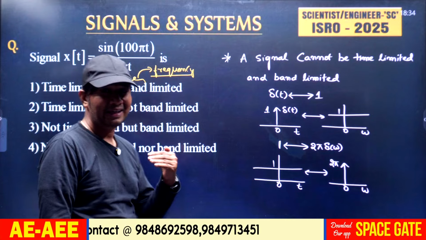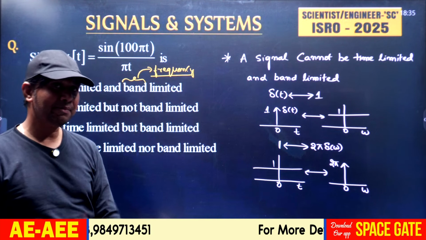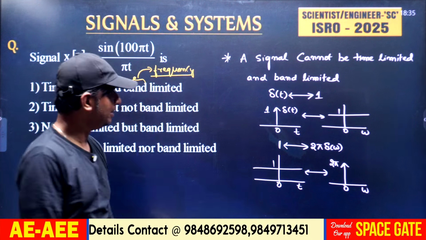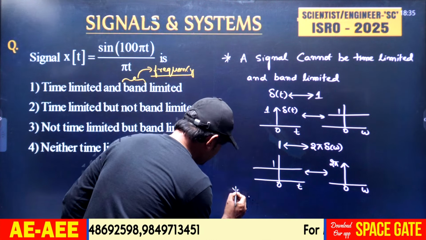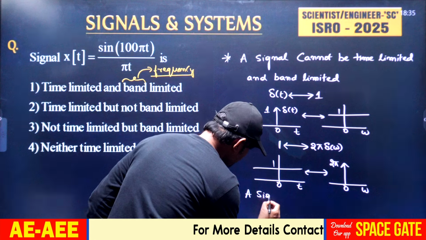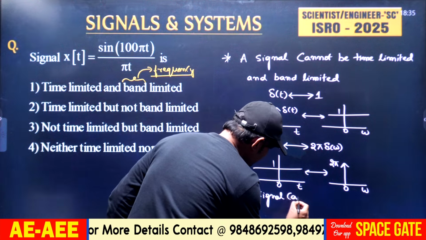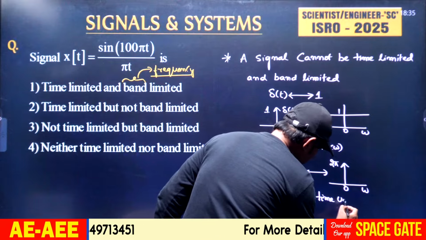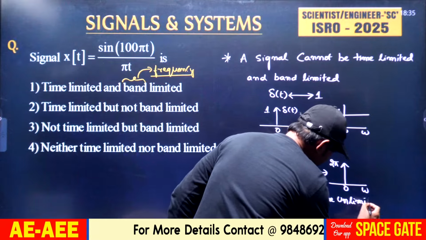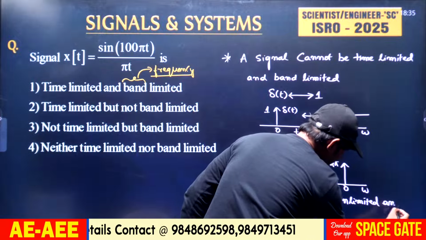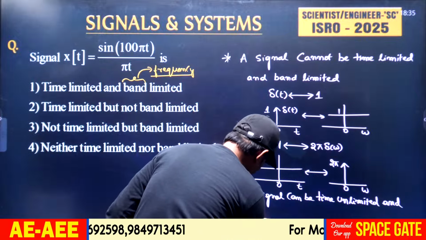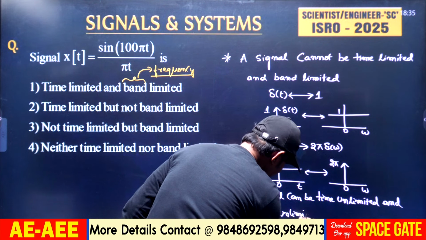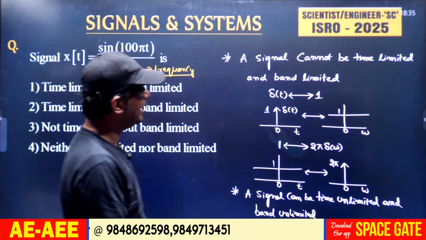And one more point is, a signal can be time unlimited and band unlimited. A signal can be time unlimited and band unlimited.